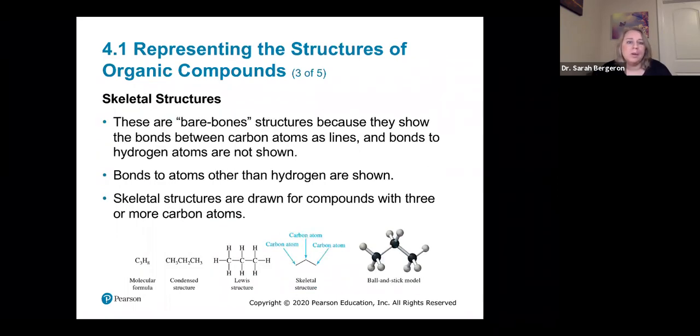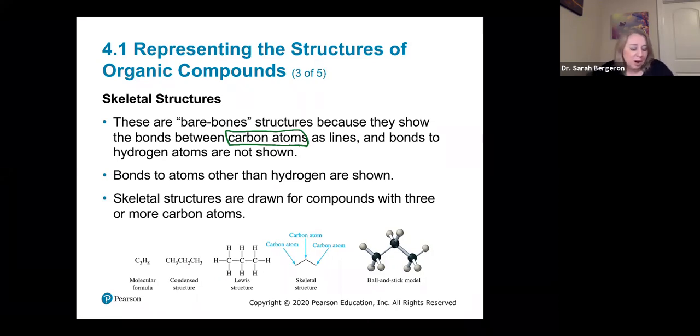Okay, so you can go one more simple way to show an organic compound, and this is called a skeletal structure. So the skeletal structure, we call it the bare bones. So when you do this, you're only going to show bonds between atoms as lines. And you're only going to show them for carbon. So you're going to show bonds between carbon atoms and bonds between carbon and another element other than hydrogen. So you do not show bonds to hydrogen atoms.